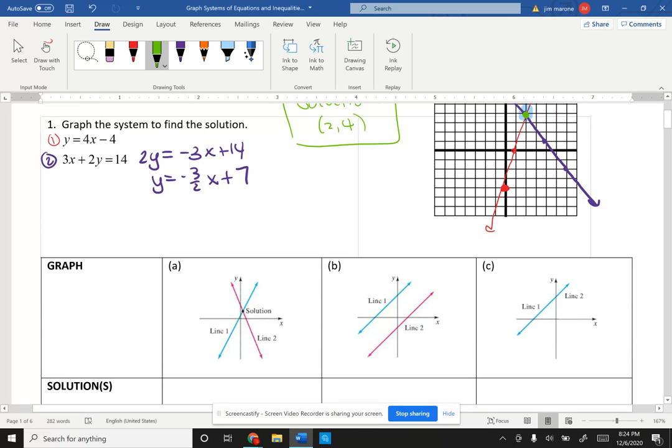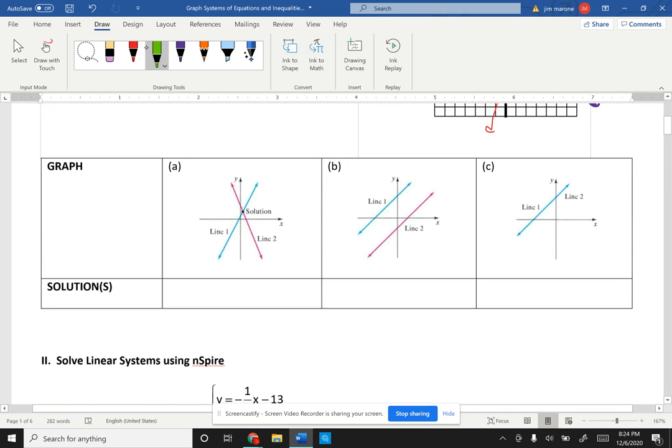So if we have a graph and these two lines intersect in one point, there is one solution. If the two lines are parallel, they have no solution because there's no intersection. Because if the intersection is the solution and there's no intersection, then there's no solution. And if they're the same line, that's supposed to say parallel lines.